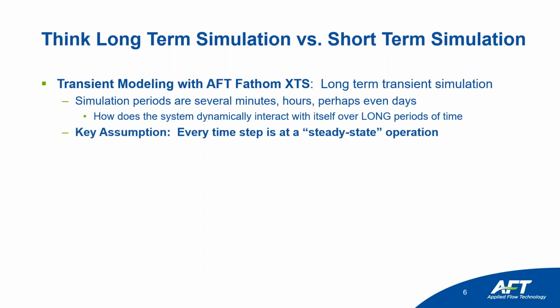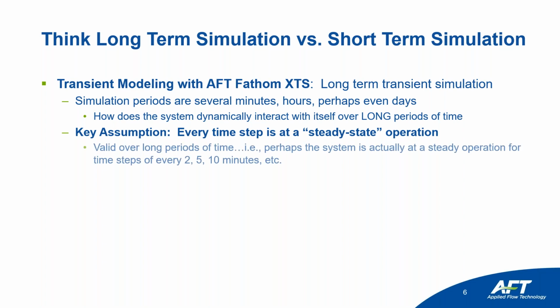A key assumption I want to point out when you are doing transient modeling with AFT Fathom XTS is that every time step is at a steady state operation. What we mean by that is we're simply doing the Newton-Raphson mass balance, and we're assuming that all flow is steady at each time step.